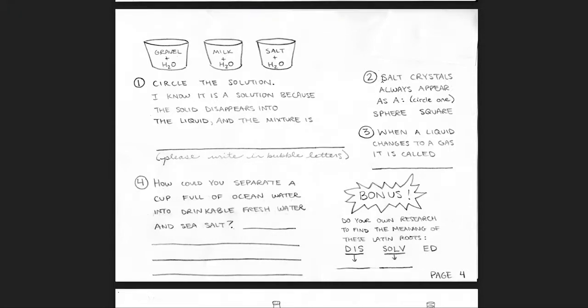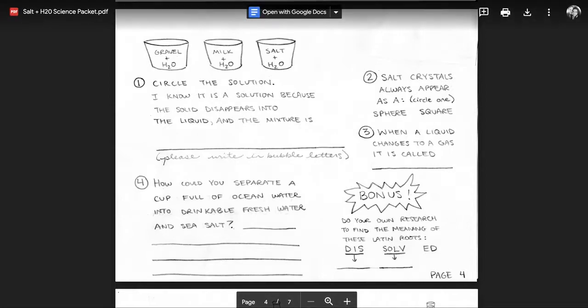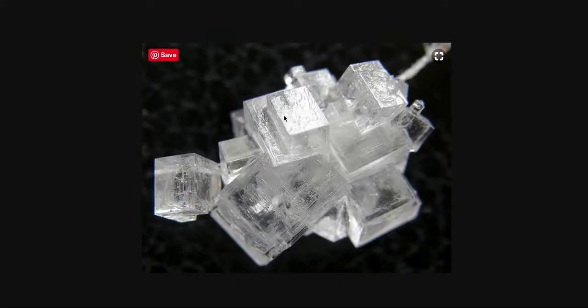Okay, number 2. Salt crystals always appear as, I want you to predict and then I'm going to show you, either a sphere, rounded, or a square or cube shape. Think about what we looked at on Tuesday to look at salt. The answer is cube or square shape. Look at that. Those are like beautiful. This hasn't been chiseled or worked on in any way. That's just what salt looks like naturally.